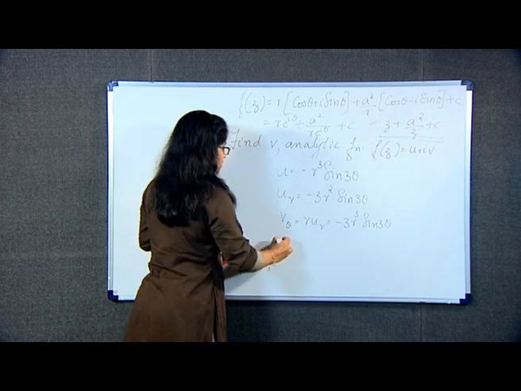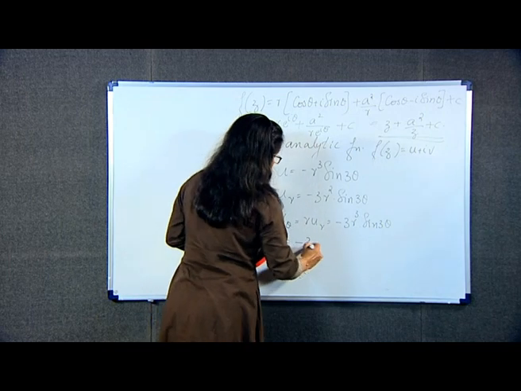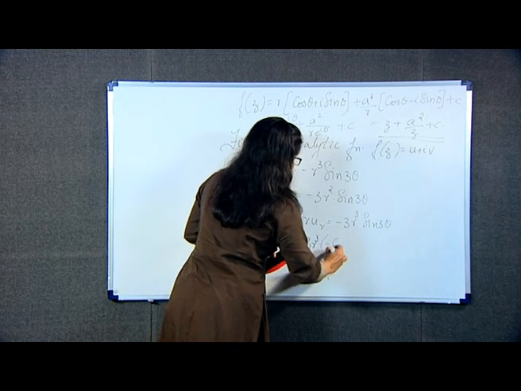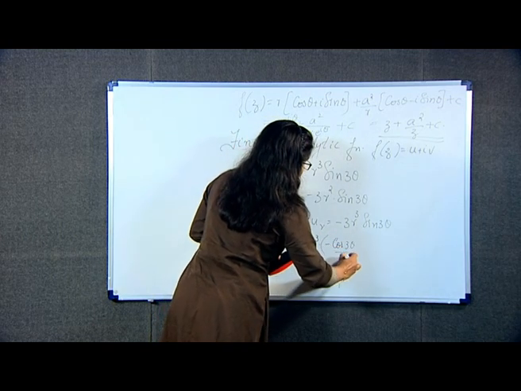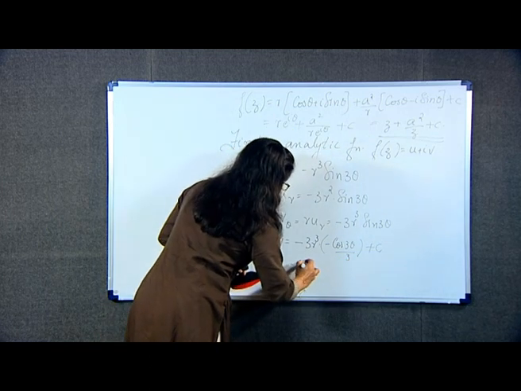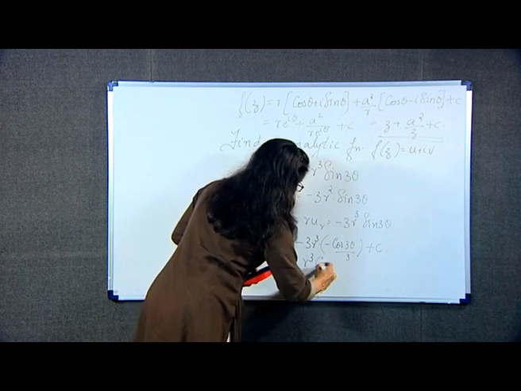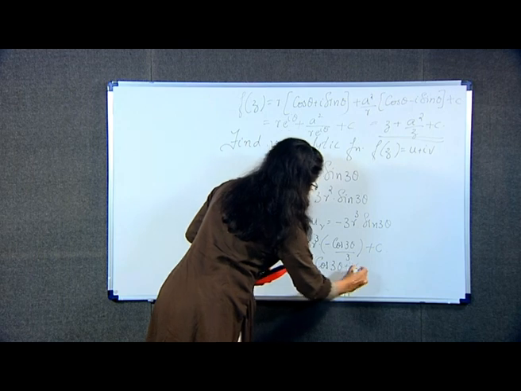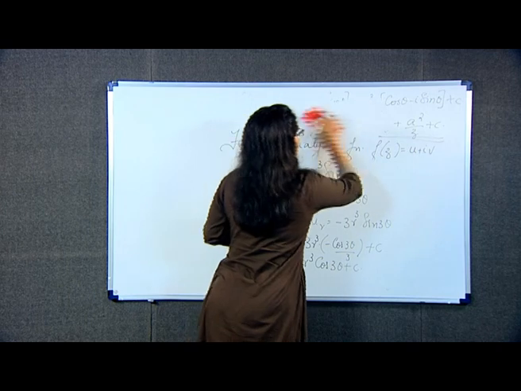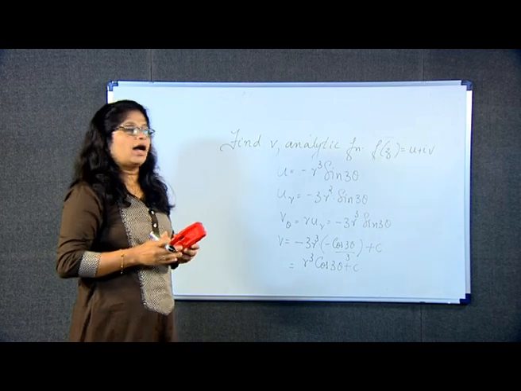Now, I integrate this function with respect to theta. So, minus 3 r cube into integral of sin 3 theta, which is nothing but cos 3 theta by 3, plus c. So, it becomes r cube cos 3 theta plus c. Now, again I need to express this function f of z as a function of z, not in terms of r and theta.